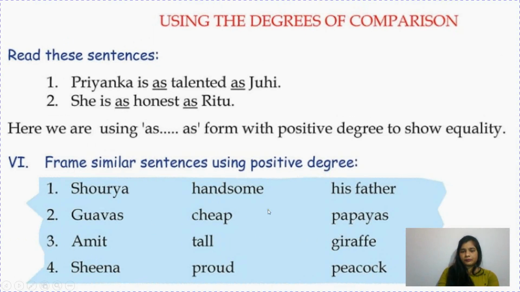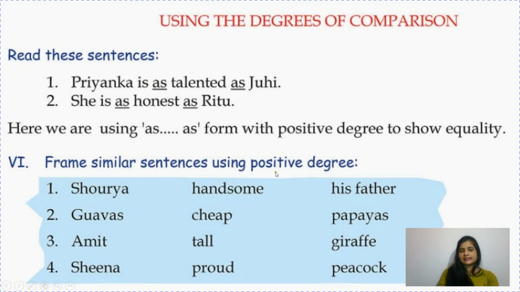Using the degrees of comparison. Children, here we are going to read a few examples. Then we will do the exercise. Read these sentences. Priyanka is as talented as Juhi. She is as honest as Ritu. Here we are using the as dash as form with the positive degree to show equality. Just now I have told you, wherever you will find as dash as, it means two things are common. Two things have the same talent or quality.